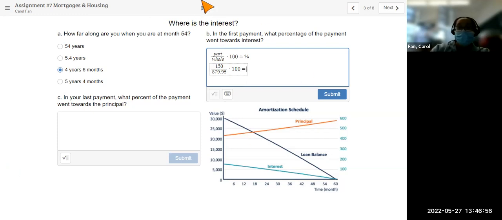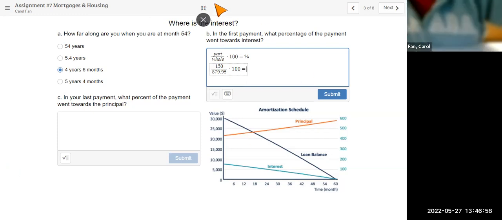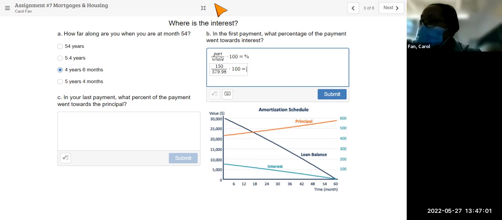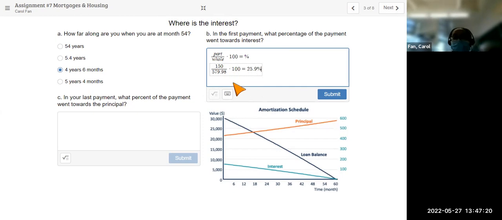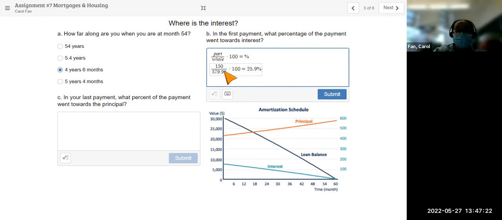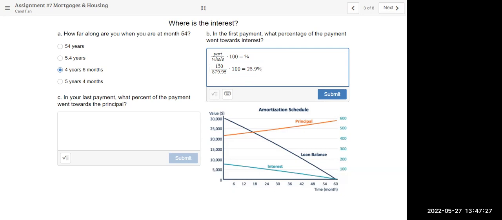Oh, shoot. Once again, I forgot to put the calculator function. Let me find my calculator and do it here. So 25.9%. That's a large chunk of the initial payment that went towards interest.